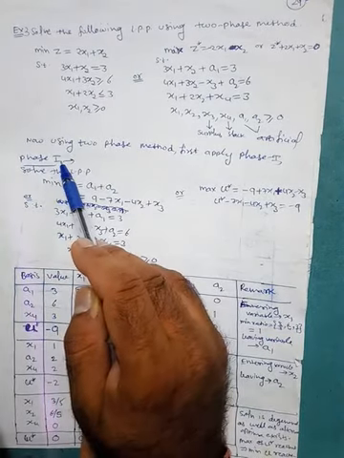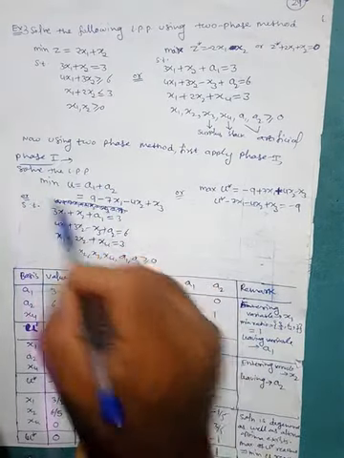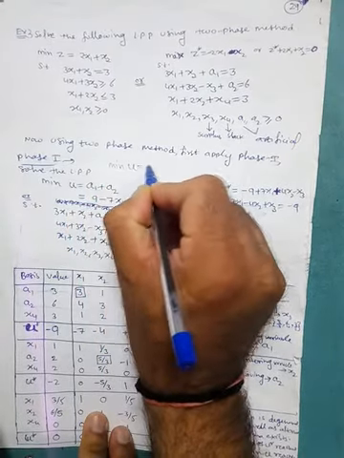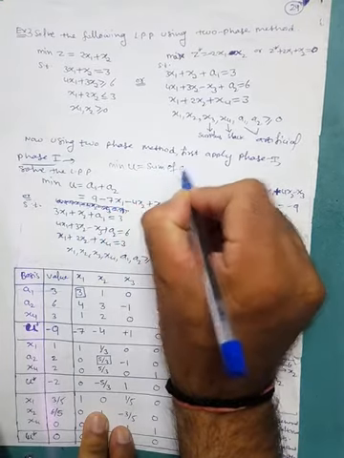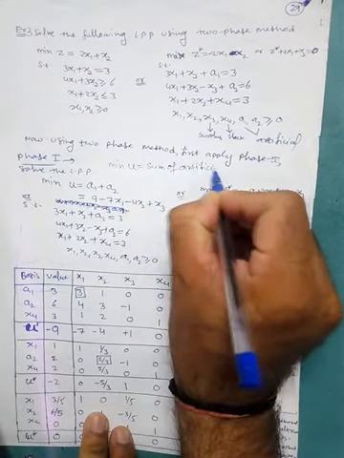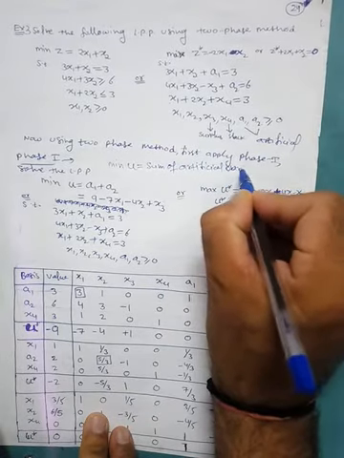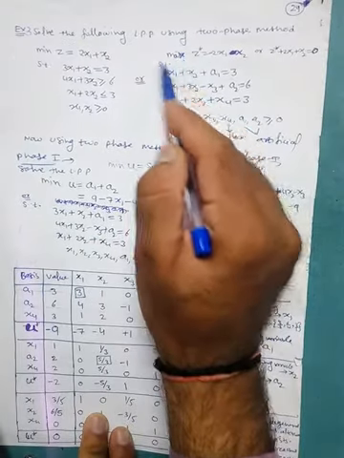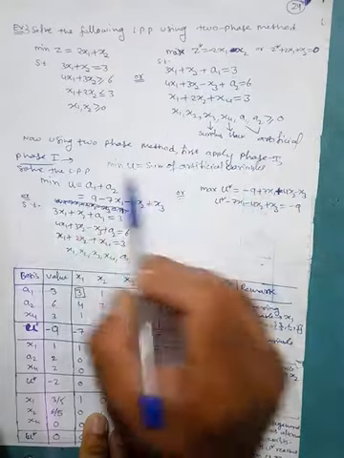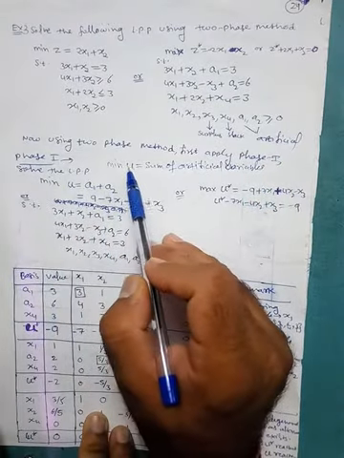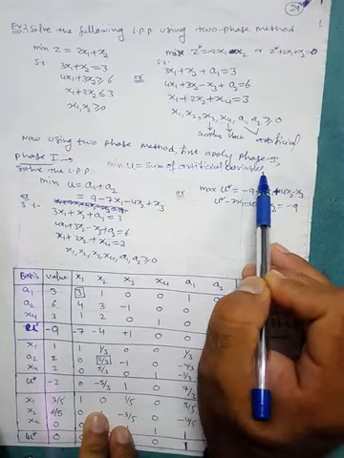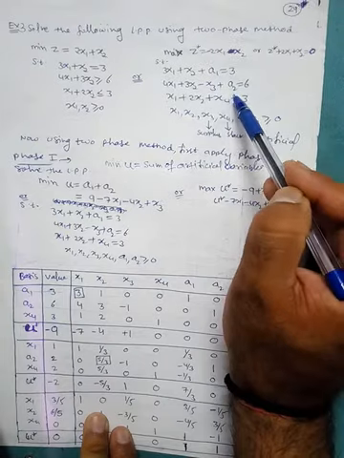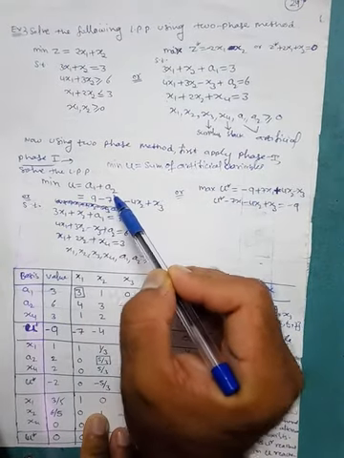So in phase 1, the objective function is always of this type. That means minimization of u is equals to sum of artificial variables. Whatever be the type of the problem, whether maximization or minimization, always the objective function in phase 1 will be minimum of u is equals to sum of artificial variables. In our case, we have two artificial variables a1 and a2. That's why minimum u is equal to a1 plus a2.